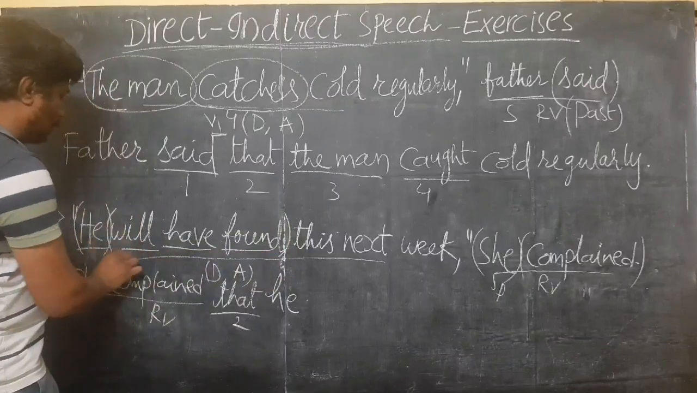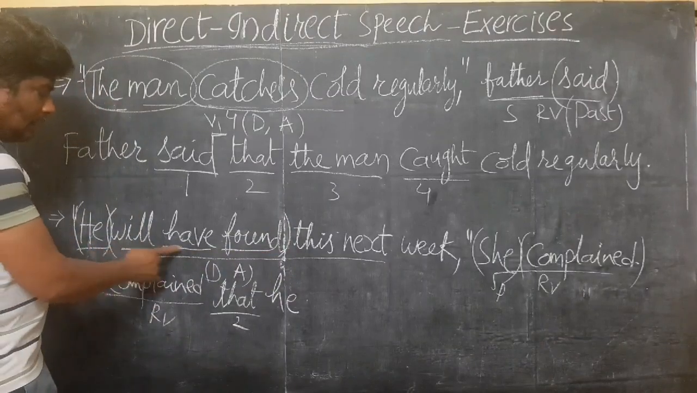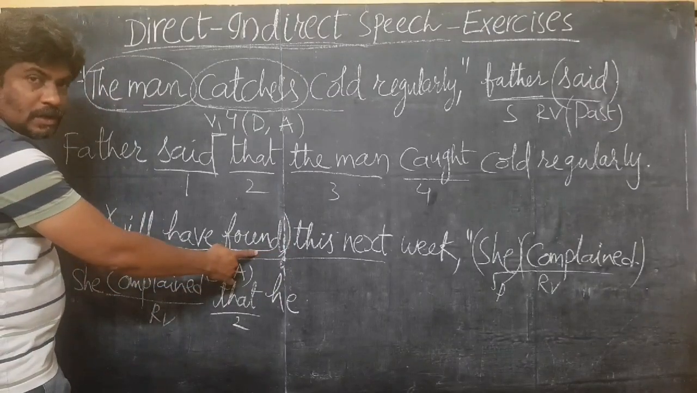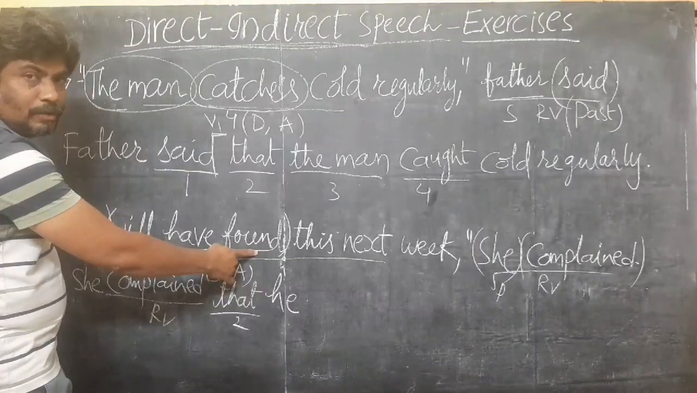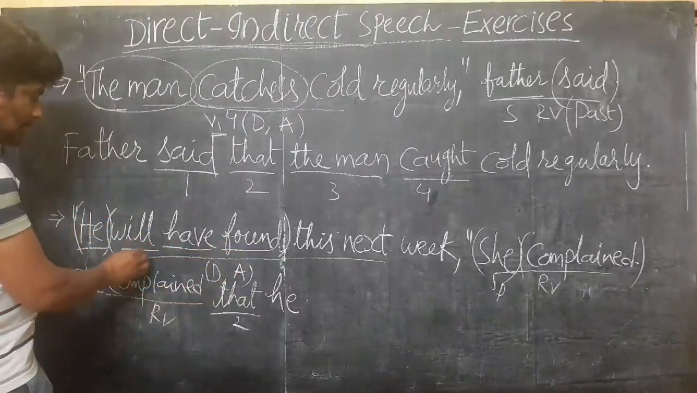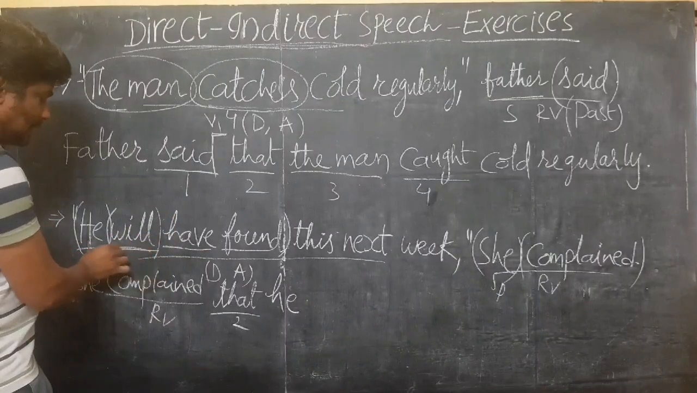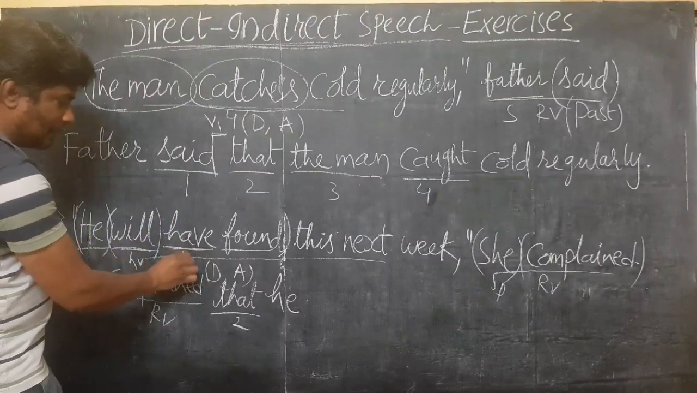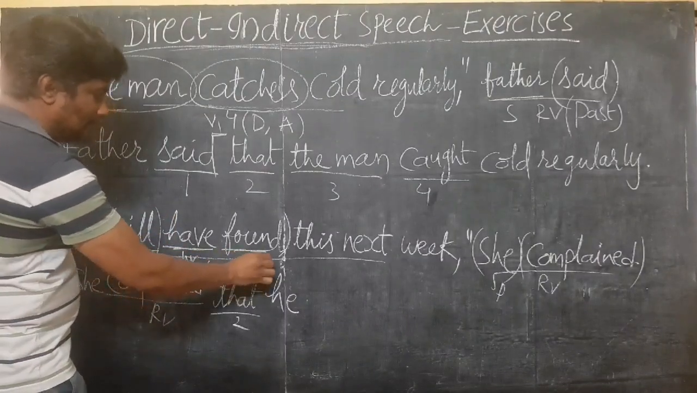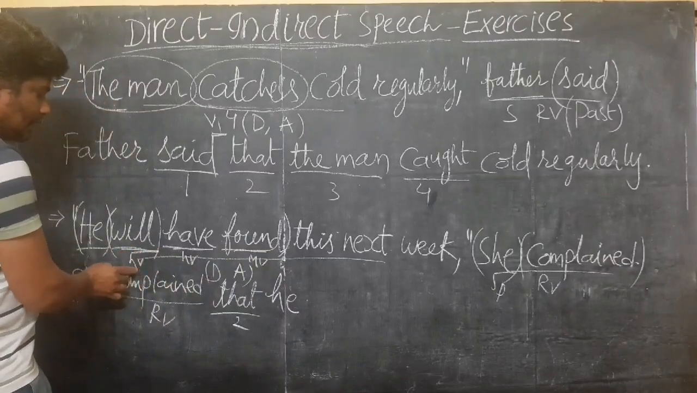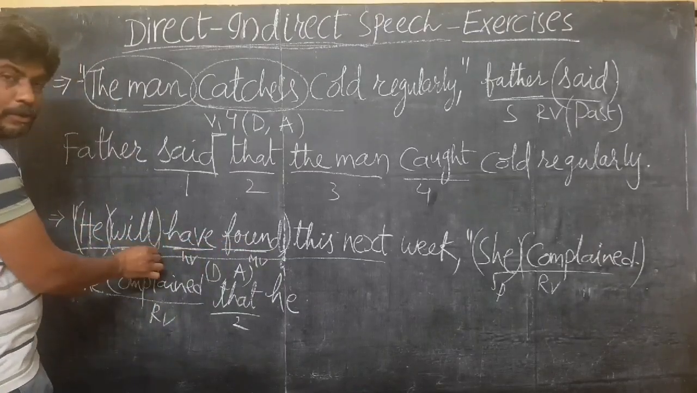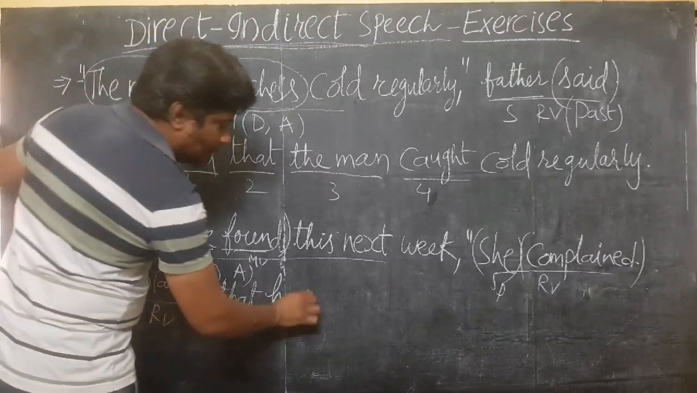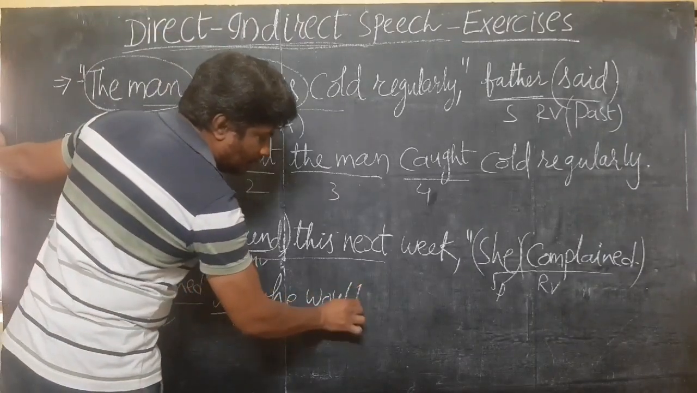Will have found. You have a compound verb. Will have found, 3 words. Not a phrasal verb, a compound verb is given to you, more than 1 word. So in that case, only the first helping verb changes. Will is a helping verb, have is a helping verb, found is the main verb. In this case, you will have to make changes only in will, not have, not found. Only the first encountered verb will be changed. Will changes to would. Remember this, very, very important.